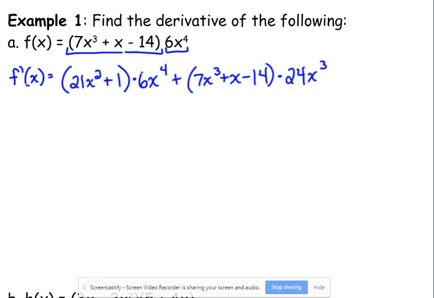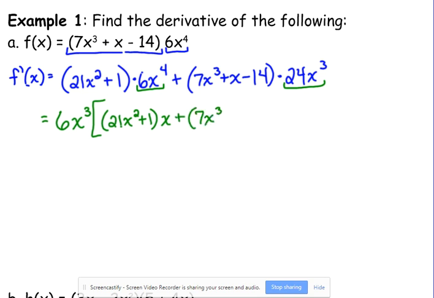Now, let's do a little factoring just for a second because they may do that. Let's look at what these two have in common. Okay, 6x to the fourth and 24x cubed. We can factor out a 6x cubed from both of those. And when we do that, we've got 21x squared plus 1 times, we're left with an x there. And we are left with a 4 here.